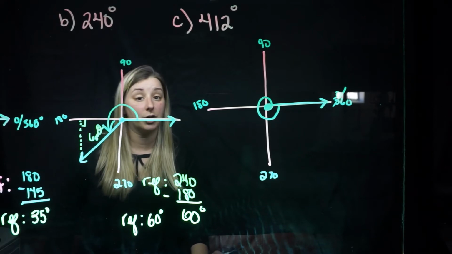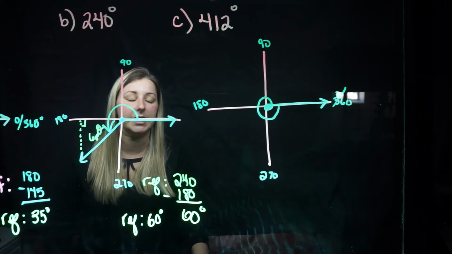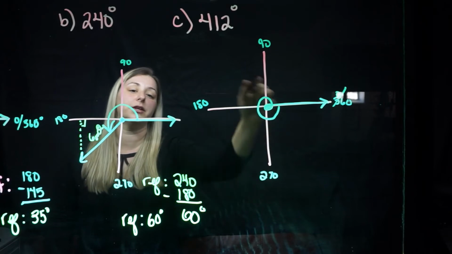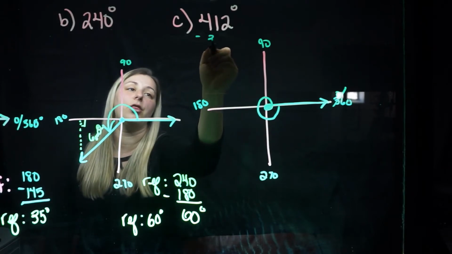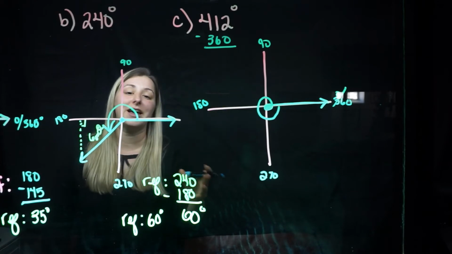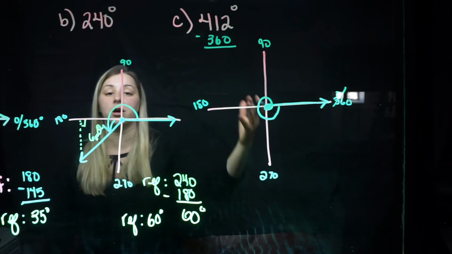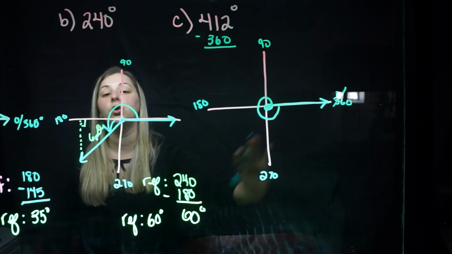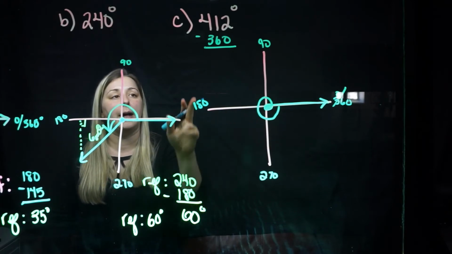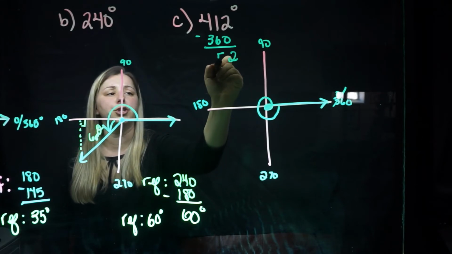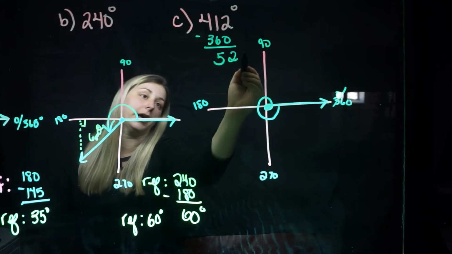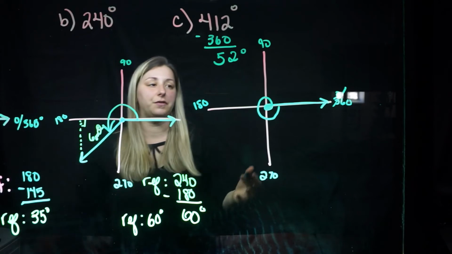So we know we find coterminal by adding or subtracting 360. Well, if I want it to be within this one rotation, I have 412 degrees. I can subtract out 360 so that I can figure out how many more degrees we have left, right? Subtract out the whole rotation that you already did. And when you subtract that there, you should get 52 degrees.